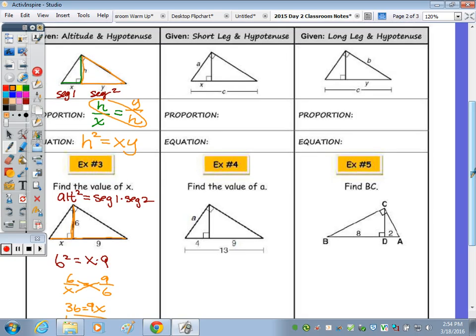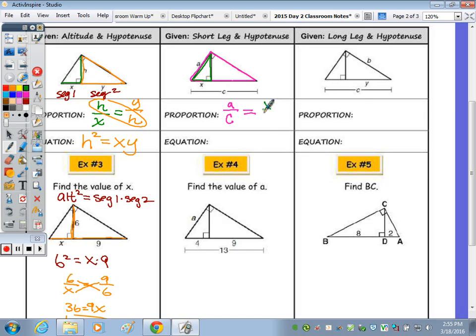So given the short leg and hypotenuse is at the top. So in the big triangle in pink, I'm given the short leg A to hypotenuse C. So I have to be given the short leg and hypotenuse in another triangle, and then it's in the smallest one. So what would that be equal to? On the left, I wrote, again, short leg to hypotenuse. So what would be here according to this?